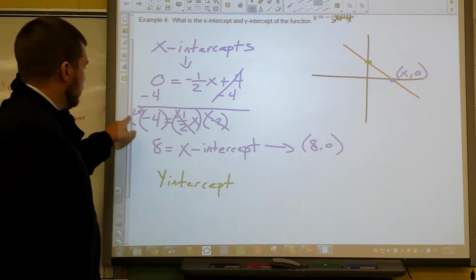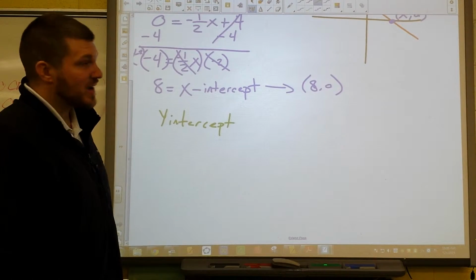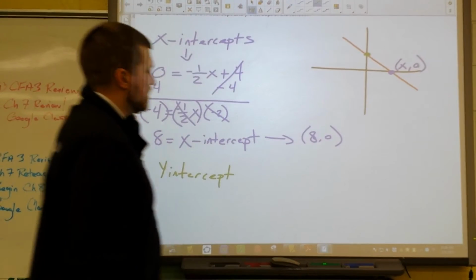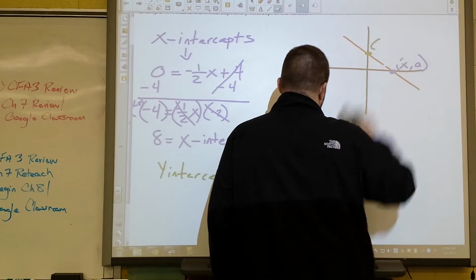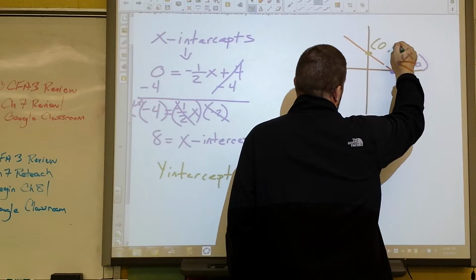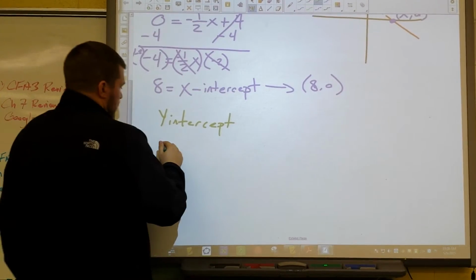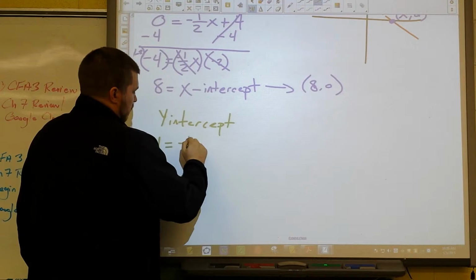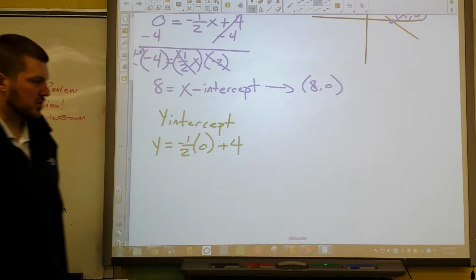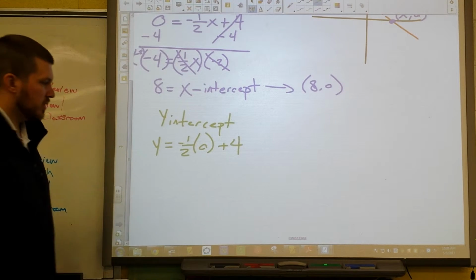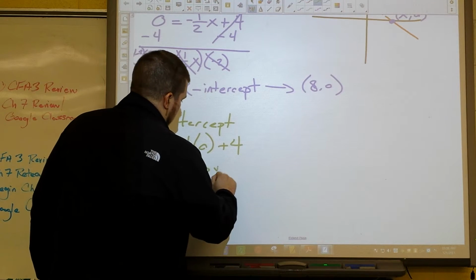So again, I'm going to my function, y equals -1/2 x plus 4, and everywhere I see an x this time, I'm going to put in a 0. So what the point is going to look like is 0, y. Here, y is just any number. All right, so I have y equals -1/2 times 0 plus 4. Well, just clean this up. -1/2 times 0, that's just 0, so I'm just left with y equals 4. That's my y-intercept.